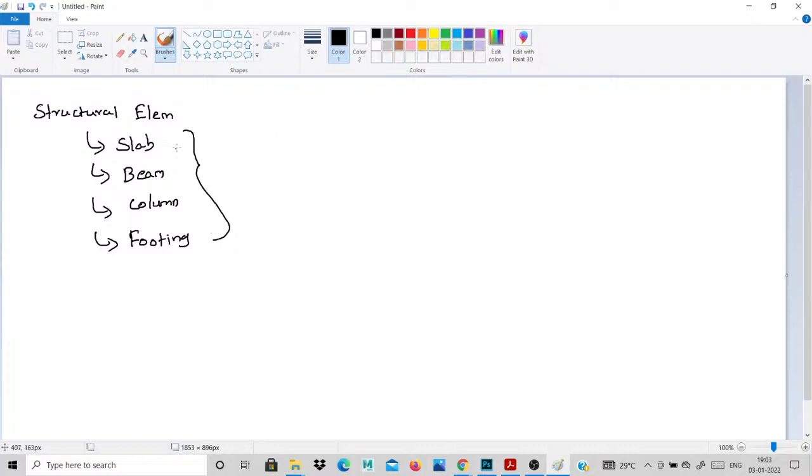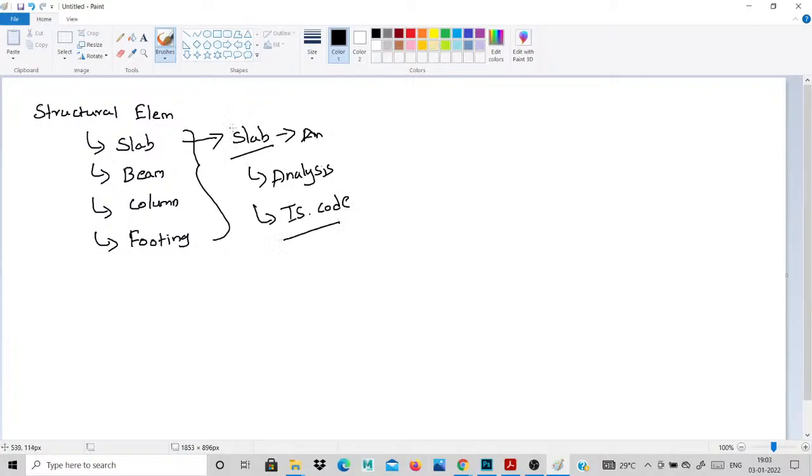Today we'll discuss the slab part: how to analyze and design the slab. Two things: one is the analysis, then how to take the values in the IS codebook.